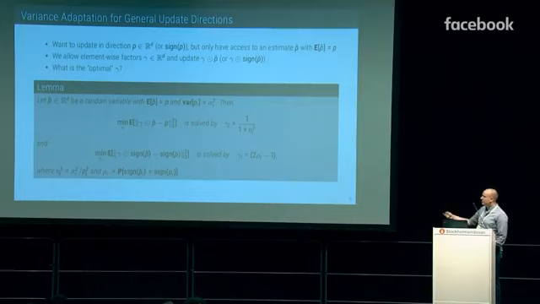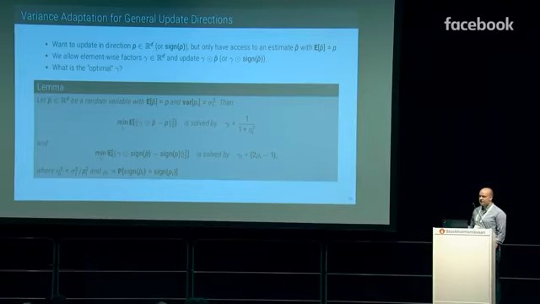So assume we want to update in this direction or its sign, but we only have access to an unbiased estimate P hat of P. Now we allow for such element-wise factors gamma, and the question is, what is the optimal choice for gamma? One way to define optimal here would be to say that we want the L2 distance between our update, gamma times P hat, and the ideal desired P to be as small as possible in expectation over P hat.